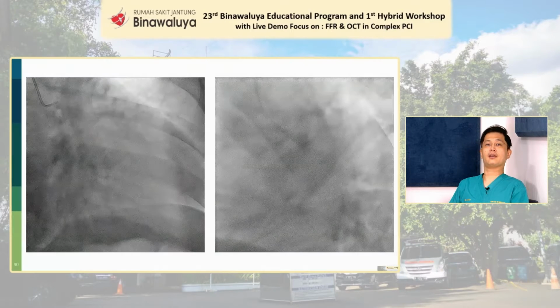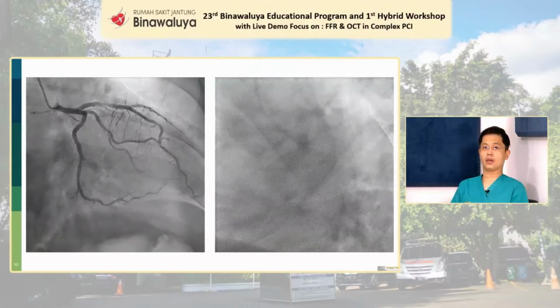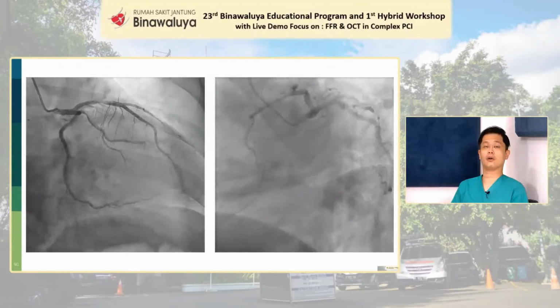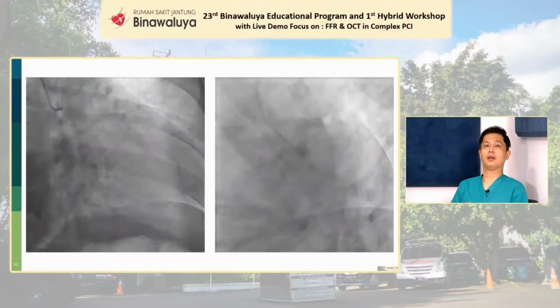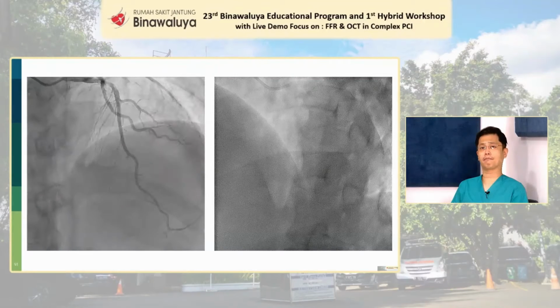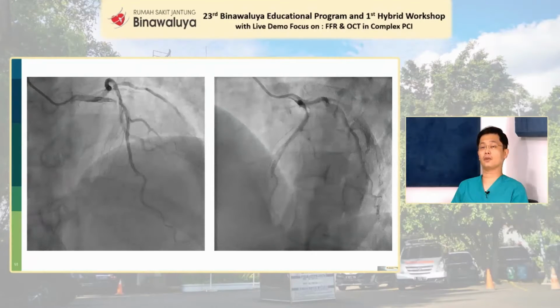So the third case is one that I wish to show because this was a case with an acute coronary syndrome. This patient had a lesion, as you can see right now, in the LAD. The patient also had a culprit lesion in the RCA, which ultimately was fixed without physiology.